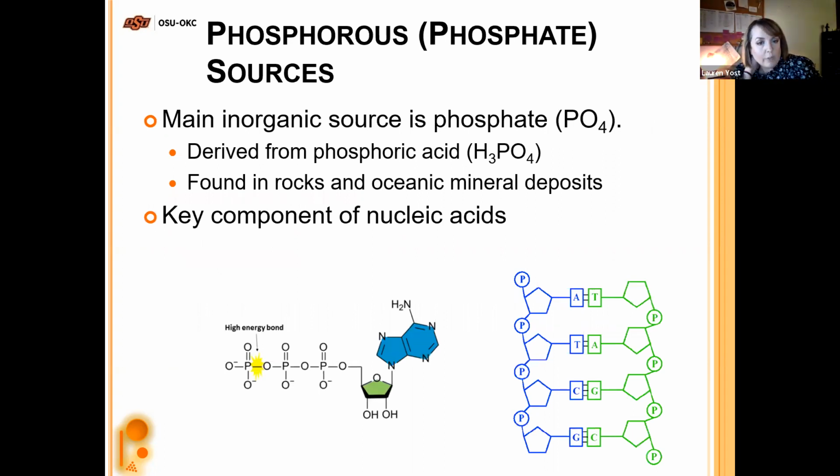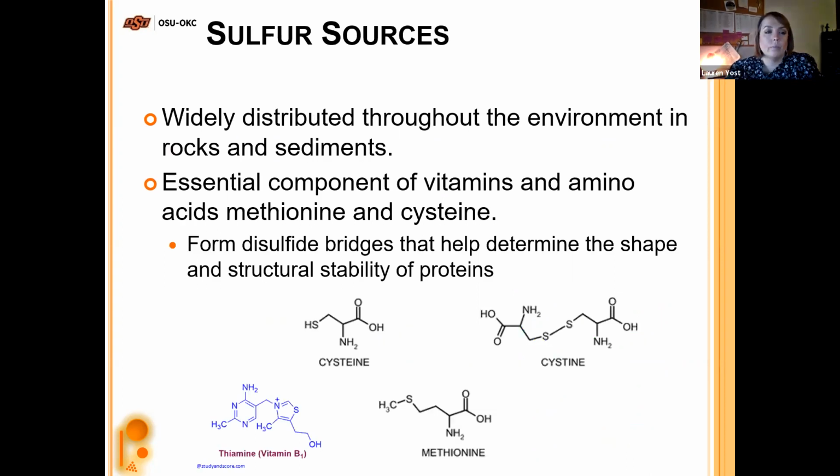Phosphate sources, where do we get phosphorus from? What do we need phosphorus for? Well, we need it for DNA, RNA, and ATP. It's really important for those. Originally it will be derived from phosphoric acid and be found in rocks and organic mineral deposits. So then it'll be incorporated by those autotrophs and they'll convert it into an organic form, and then we can use it that way as heterotrophs because we're lazy and we don't make our own.